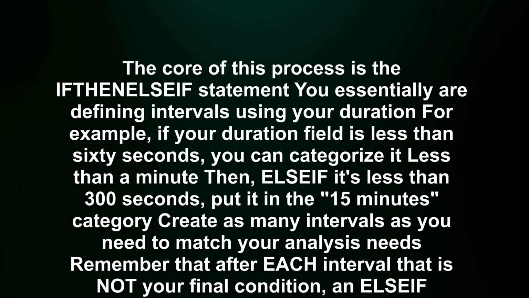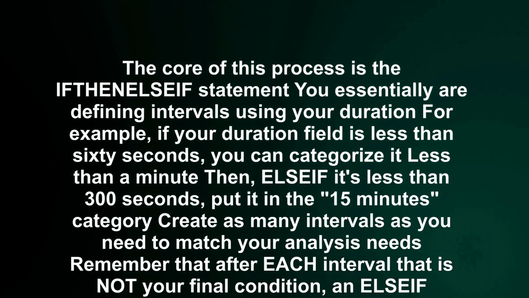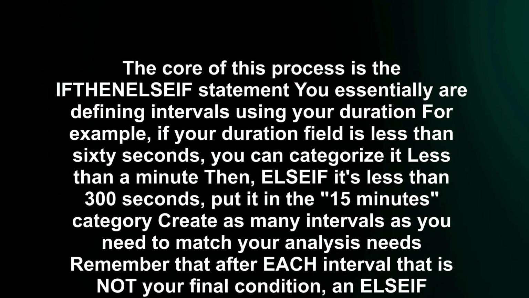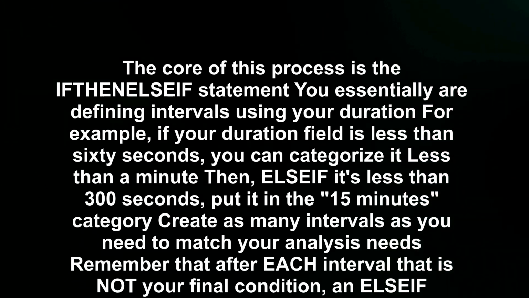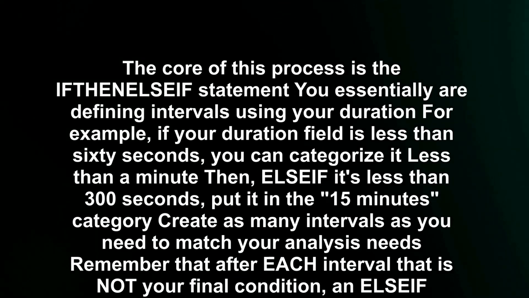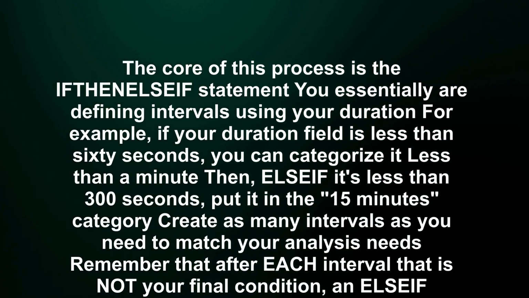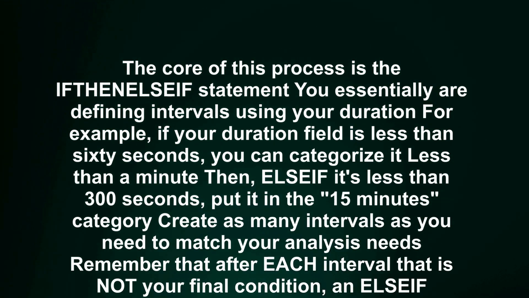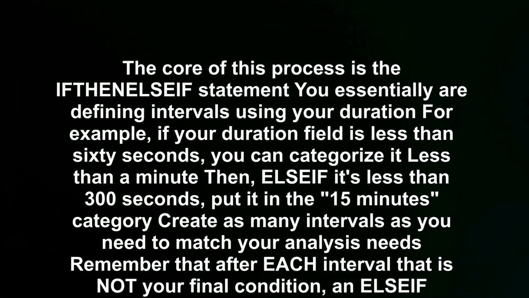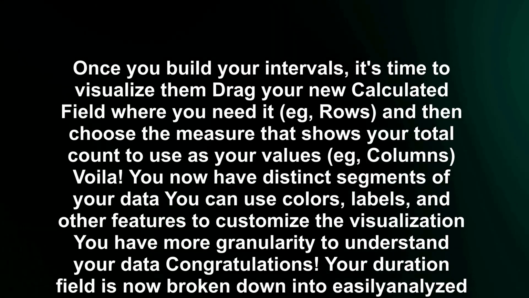For example, if your duration field is less than 60 seconds, you can categorize it as less than a minute, then ELSEIF it's less than 300 seconds, put it in the 5 minutes category. Create as many intervals as you need to match your analysis needs. Remember that after an ELSEIF interval, that is not your final condition, another ELSEIF segment is needed. When you're satisfied, end with END.